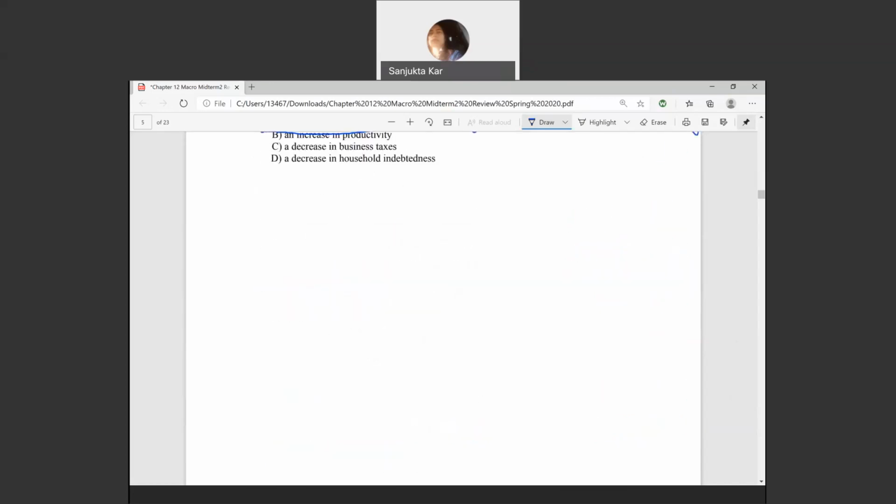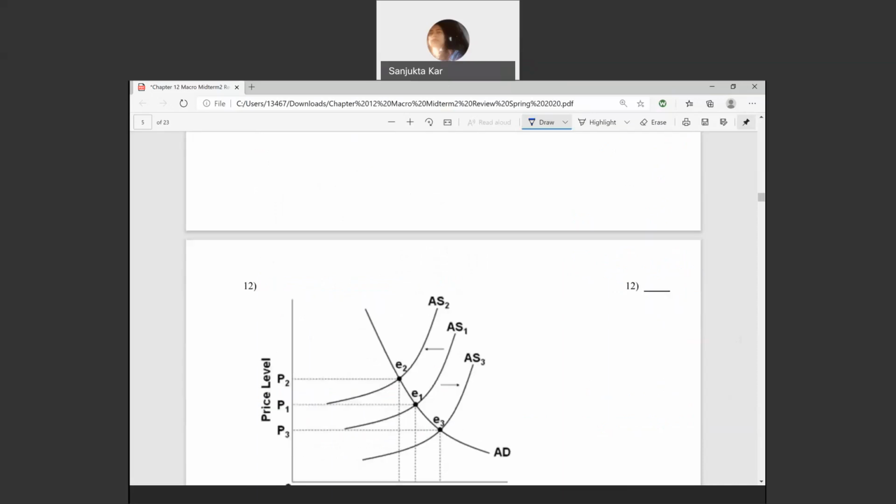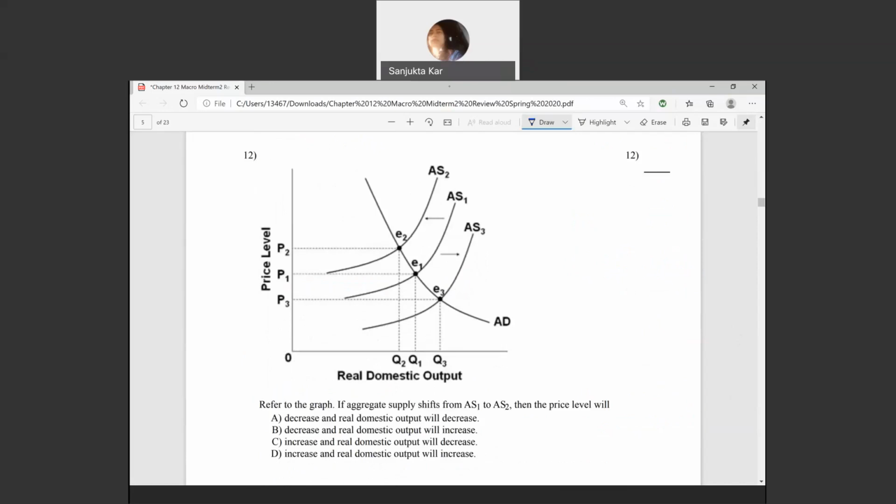All right, now let's take a look at question number 12. It says if the aggregate supply curve shifts from AS1 to AS2, then the price level will do what? This is as simple as possible. It is shifting from AS1 to AS2 here. The price level is going up and the domestic output is going down. That's question number 12. This one is the answer.